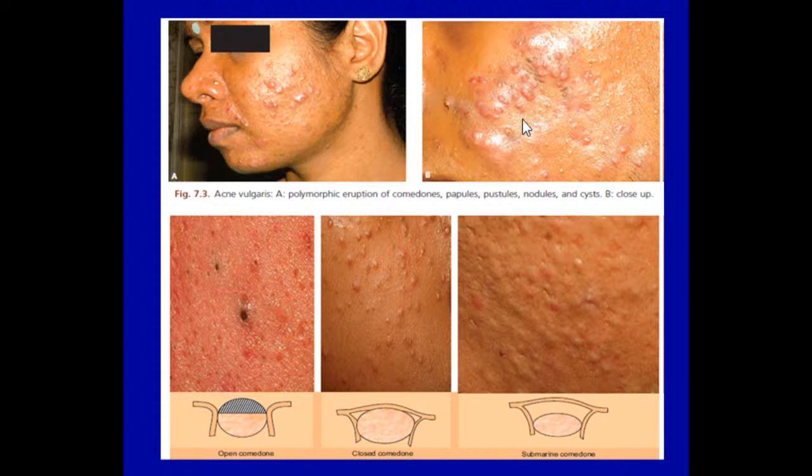Nodulocystic acne, not acne vulgaris, is a severe form of acne with nodular cysts. Inflammatory skin elements, deep skin elements, after resolution or healing form scars. Different types of scars. Acne comedonica formation: blackheads, open comedones, or whiteheads, closed comedones or submarine comedones after a long time of corticosteroid ointment.